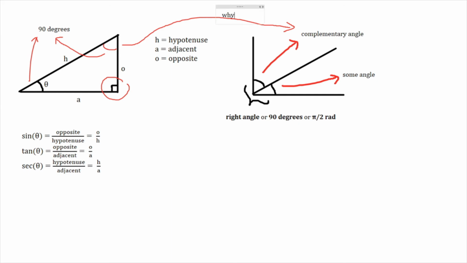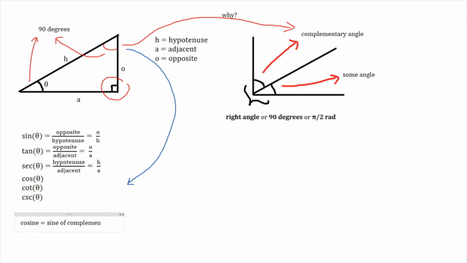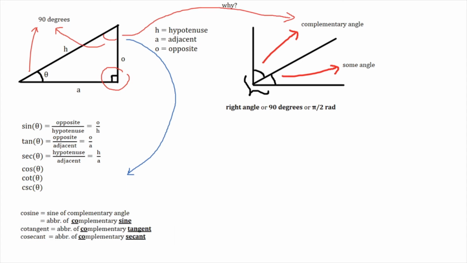Now, why are we doing this? Well, if we apply the same concept for complementary theta, we can obtain the sine, tangent, and secant for that angle as well, which brings me to the remaining three functions. The cosine of theta is actually the sine of the complementary angle. In fact, the cosine got its name because it is derived from the abbreviation of complementary sine. Similarly, the cotangent and cosecant functions are the tangent and secant of the complementary angle, with their names as abbreviations from complementary tangent and complementary secant respectively.